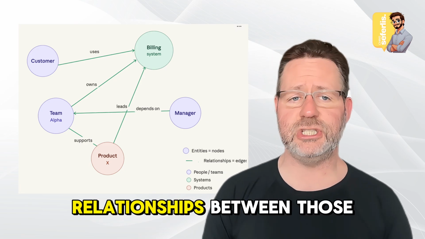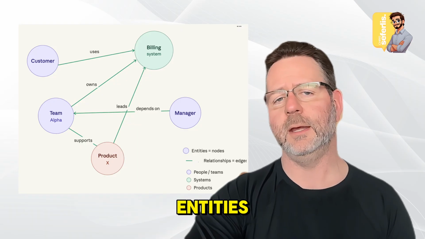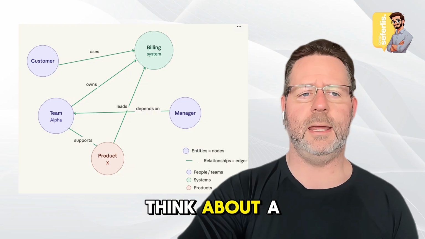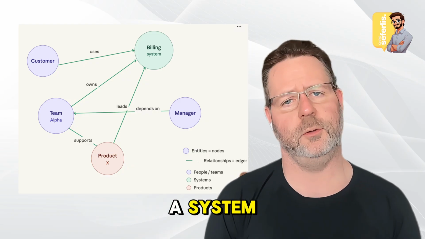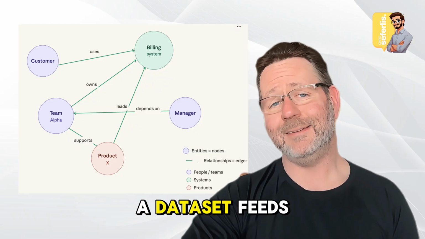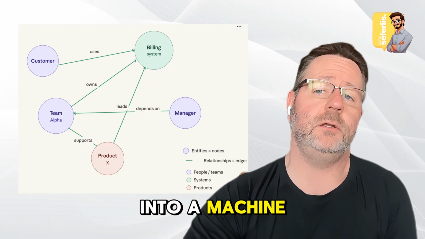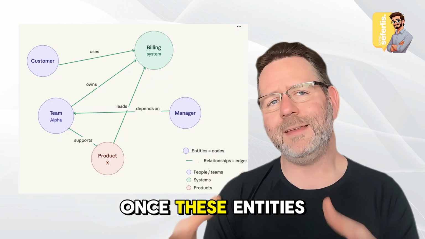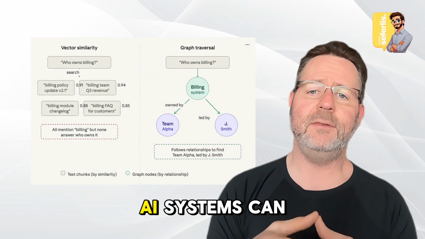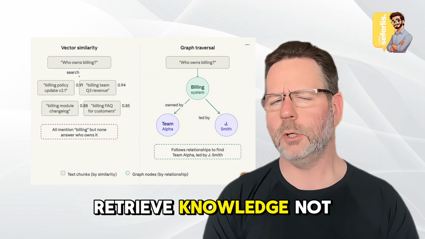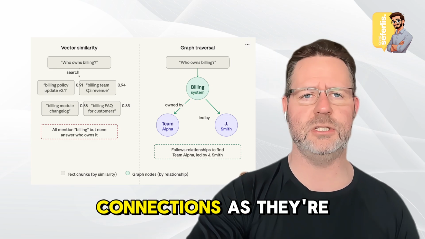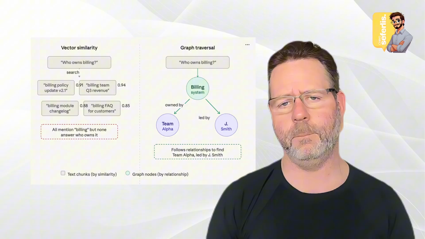Then we have relationships between those entities and they become edges. So if we think about a team that owns a system, a product depends on a supplier, a data set feeds into a machine learning model. Once these entities and relationships are represented in a graph, AI systems can retrieve knowledge not just by similarity, but by following all of these connections as they're related.